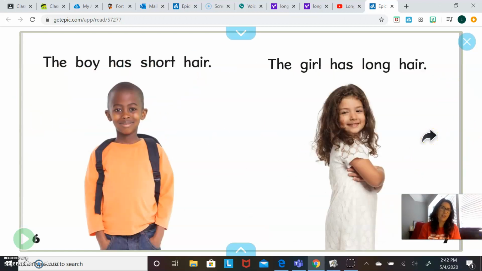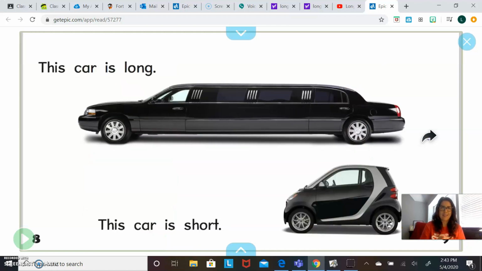Now let's look here. The boy has short hair. The girl has long hair. Look at these cars. Wow. So we have two black cars. We know that they're both the same color, but we're looking at the length, how long something is from one end to the other. So we're looking from the front of this car to the end. This car is long. Have you seen one of these cars driving down the road before? I bet you have. And then look at this car. The car is what? Short. From here to here. If we were to take this beside each other, we could probably take this and it would maybe make three of this car here.